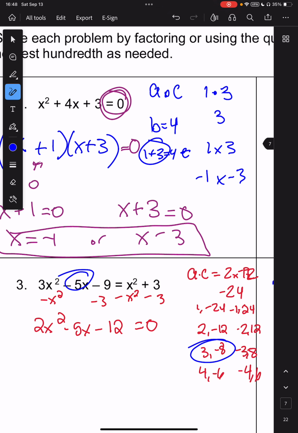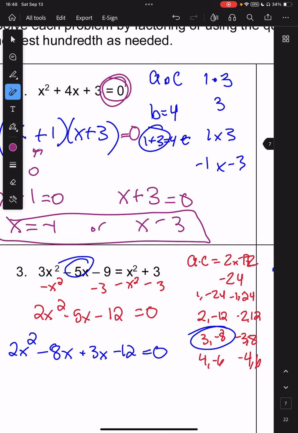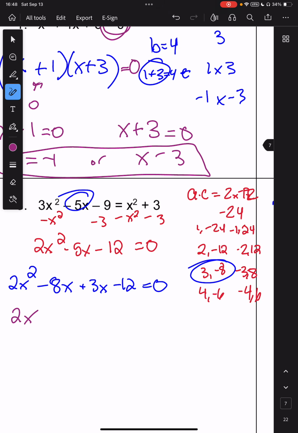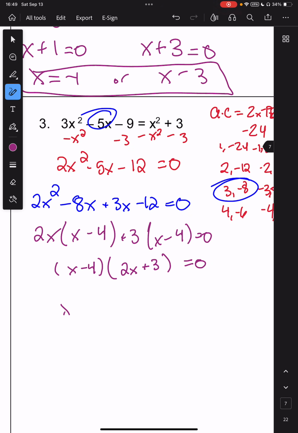So, what we're going to do is 2x squared minus 8x plus 3x minus 12 is equal to 0. Now we are going to simplify. We can take a 2 and an x out of our 2x squared, becomes x minus 4. And then we can take a 3 out of this, becomes x minus 4 equal to 0. So now we're going to combine our terms. We have 2x plus 3 multiplied by x minus 4. That's equal to 0. We can set both of these equal to 0.